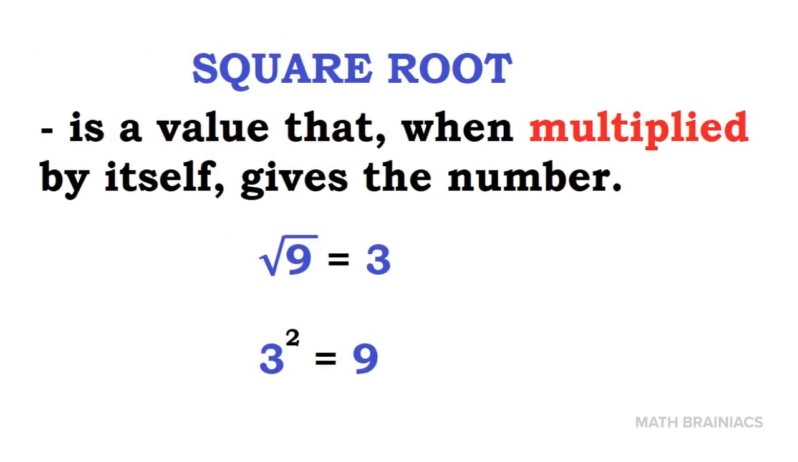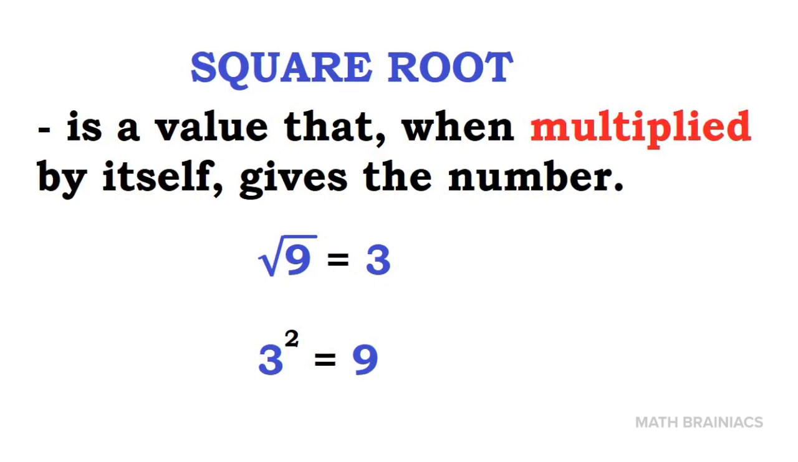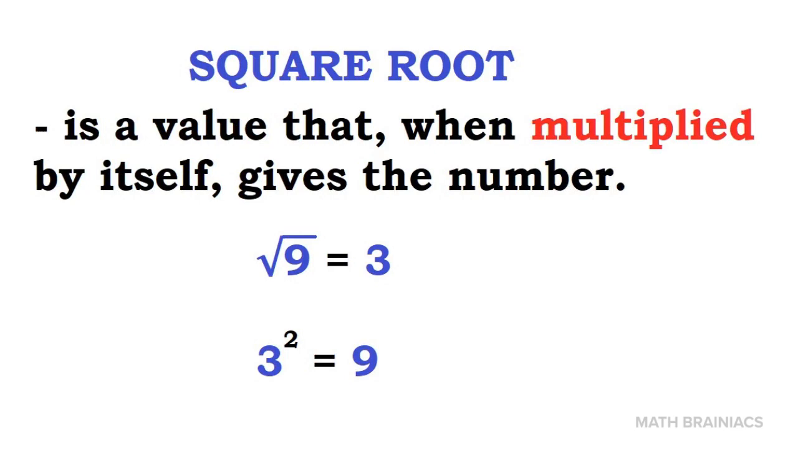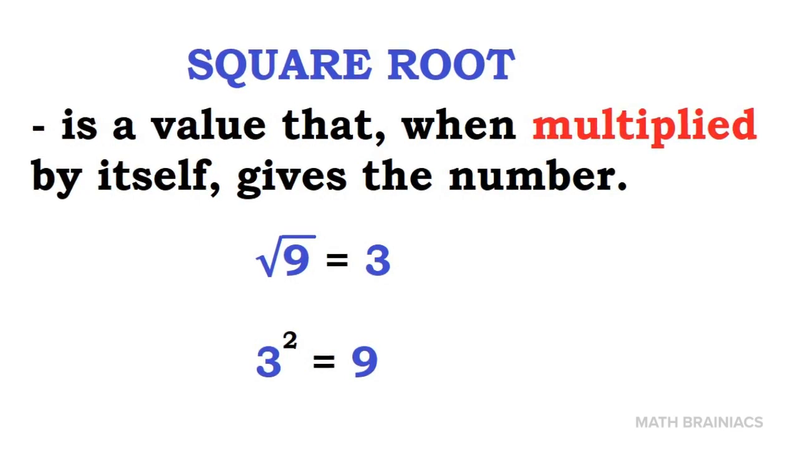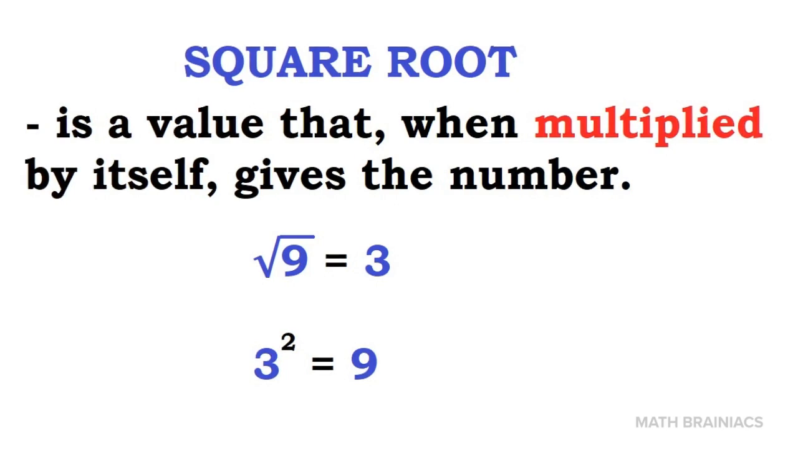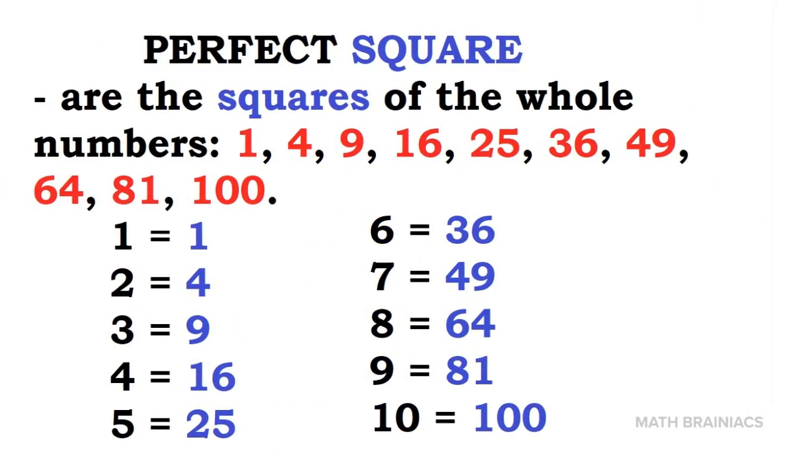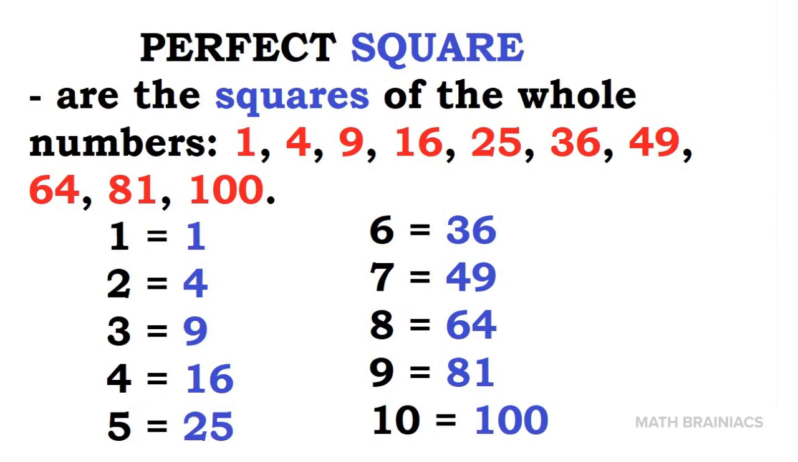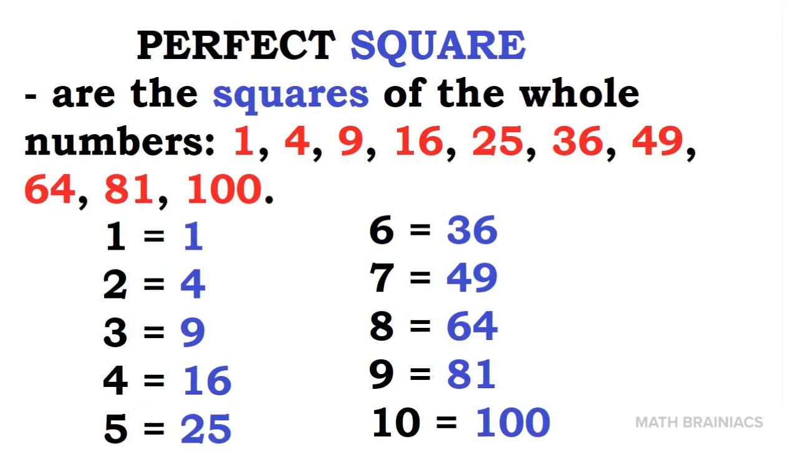To wrap it up, I want you to take note of this. Square root is the value that when multiplied by itself gives the number. Square root of 9 is equal to 3, and 3 squared is equal to 9. Okay? Don't forget that so that you can find out the answer right away. Perfect squares are the squares of the whole numbers. Okay?